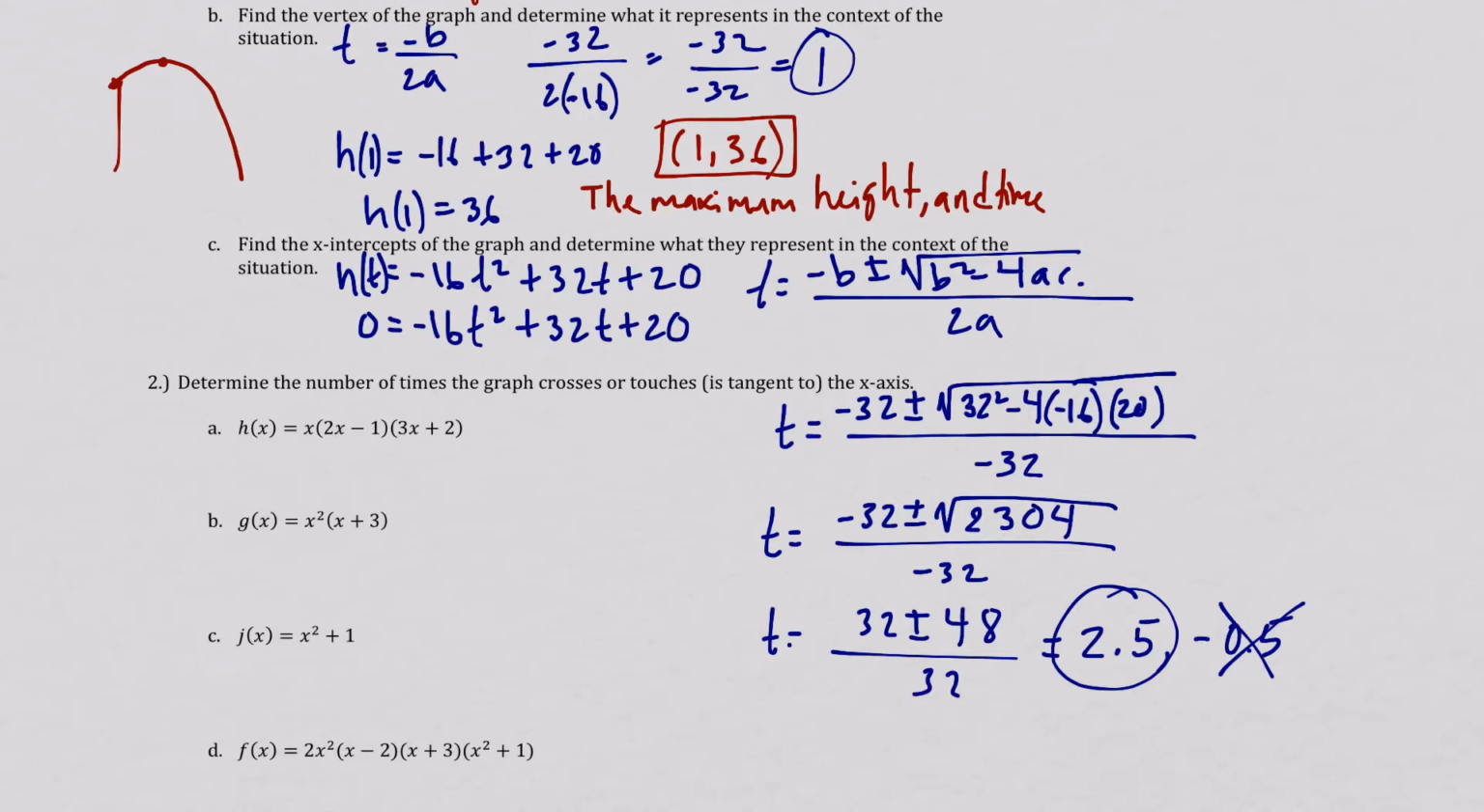All right? And to answer the second part of the question, determine what it represents in the context of the situation. What does t equals 2.5 represent? It represents the time that it will take for the ball to reach a height of 0. Or in other words, it represents how long the ball will be in the air. It will be 2.5 seconds until it hits the ground. Okay, that's what it represents.